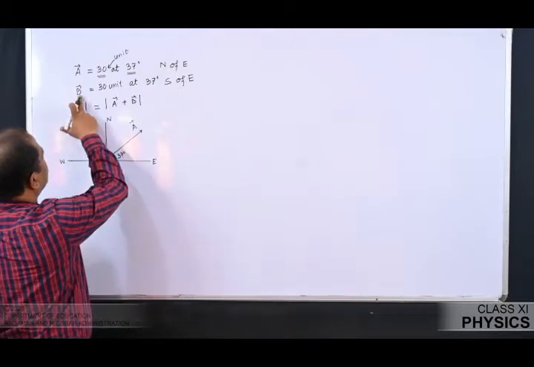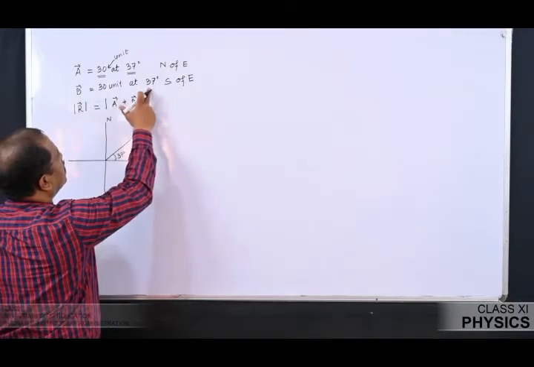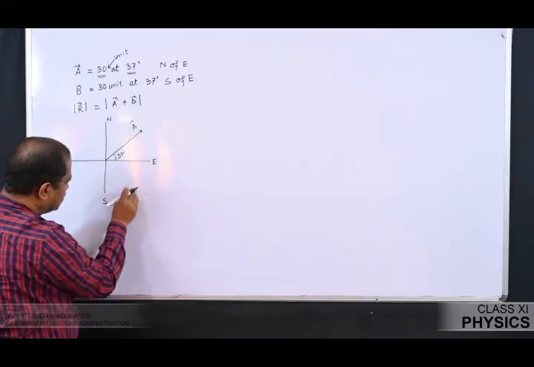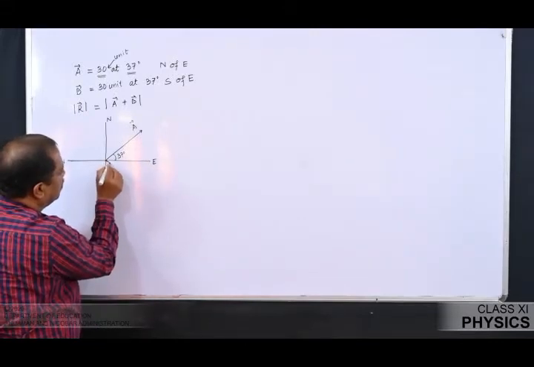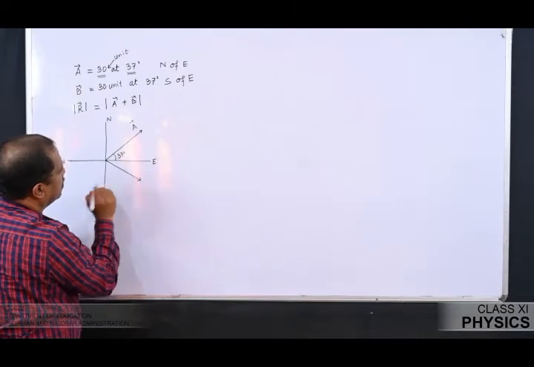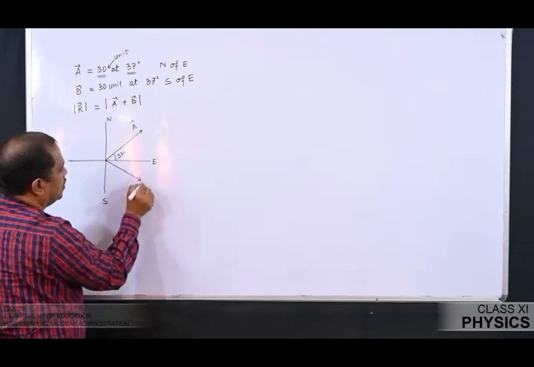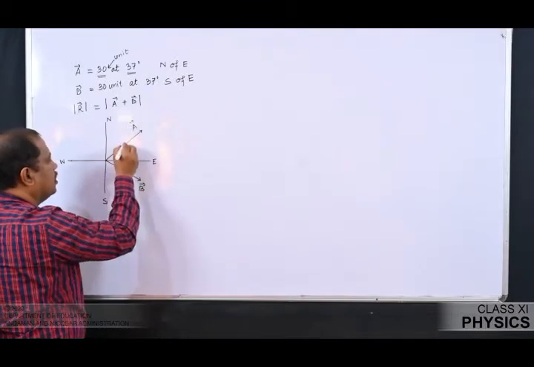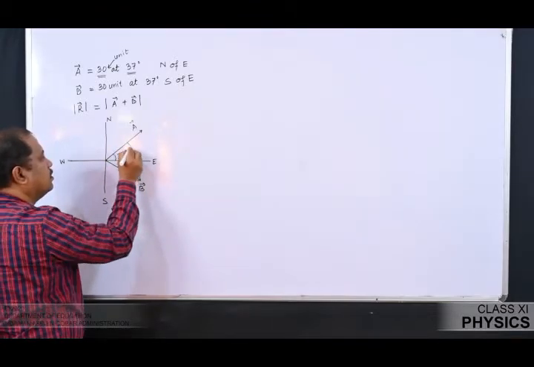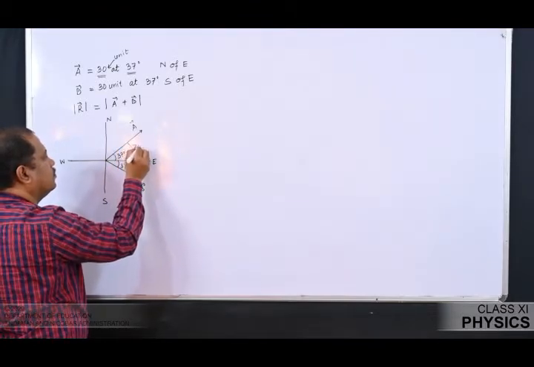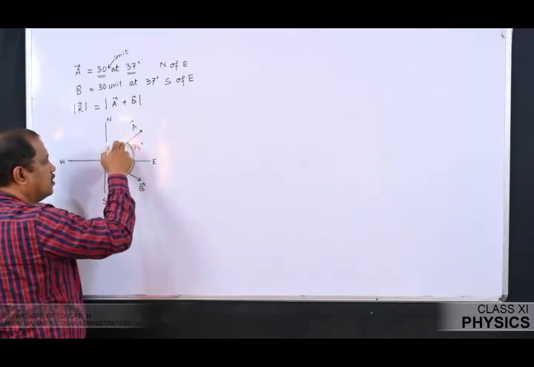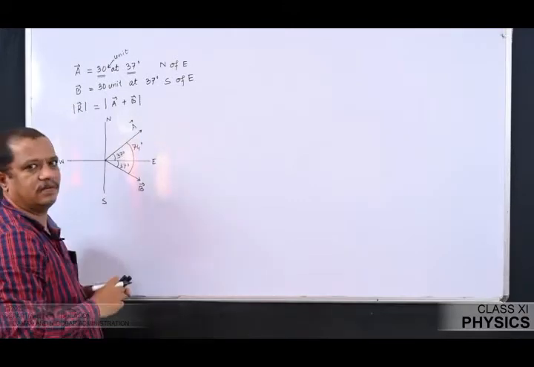And next says this vector B is 30 unit at 37 degree south of east. So east, south this way. So I am having the second vector this way. This is vector B for me and the angle is once again 37 degree. If I see the total angle, this is going to be 74 degree. Rather say if this is theta, then this is theta, then total angle is 2 theta.